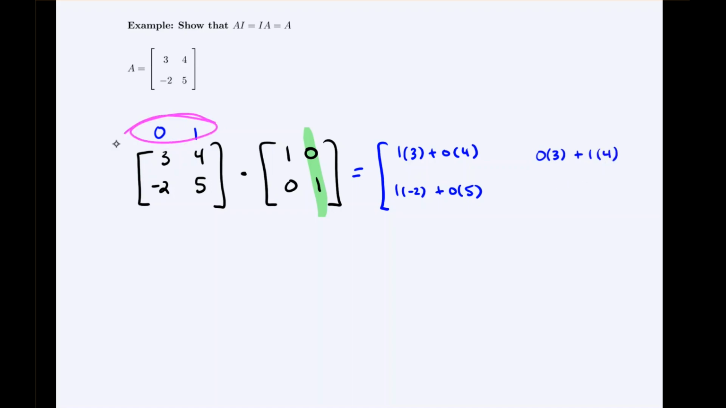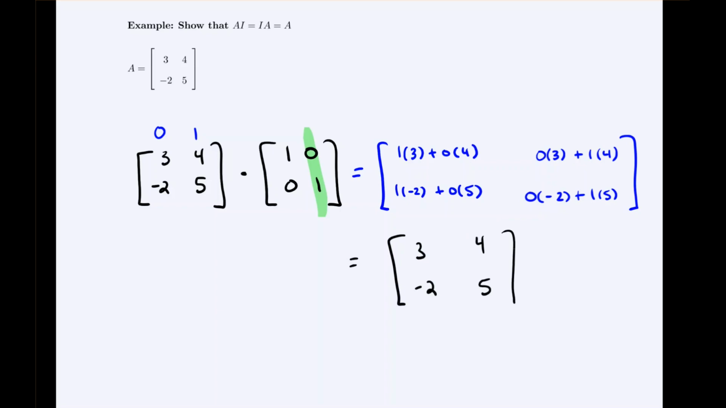Multiply it by the second row now. That gives us 0 times negative 2, 1 times 5. And since it has these zeros, what it does is it cancels off the second term and you just are evaluating what you started with, which is why we get to stay wherever we began when we multiply by the identity. So we get 3, negative 2, 4, 5. So indeed, A times the identity just gives us A back as a result.